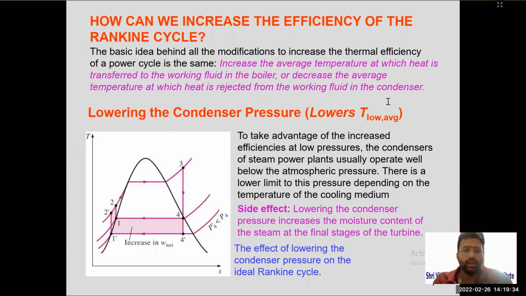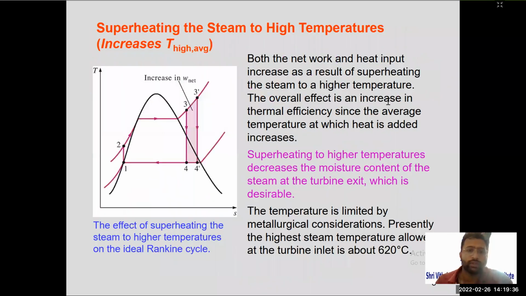Okay. Now the next method to increase the efficiency of the Rankine cycle is superheating the steam to high temperatures. What is superheating? We have a subcooled liquid on the left side. We have wet steam inside the saturation curve. And on the right side, we have superheated steam. So if we increase the temperature of steam above saturation temperature, that is superheated steam. Both the net work and heat input increase as the result of superheating the steam to a higher temperature.